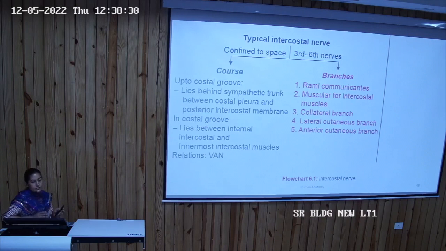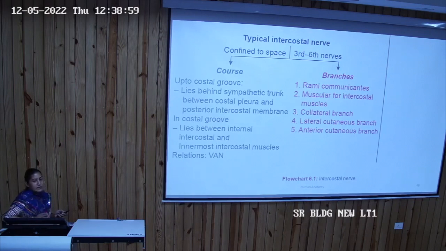In the costal groove, it is lying between the two layers, that is the internal intercostal and the innermost intercostal muscles. So any artery, any vein within the costal groove will be running in between the internal intercostal muscle and the innermost intercostal muscle. Then what are the branches of the intercostal nerves? They are the rami communicantes, that is, the white rami communicantes and the gray rami communicantes.